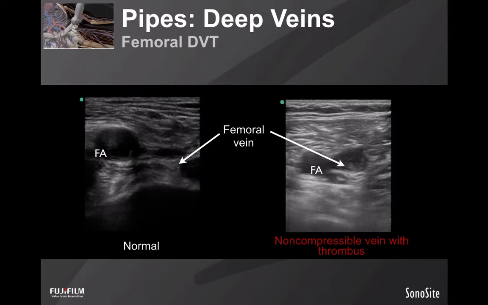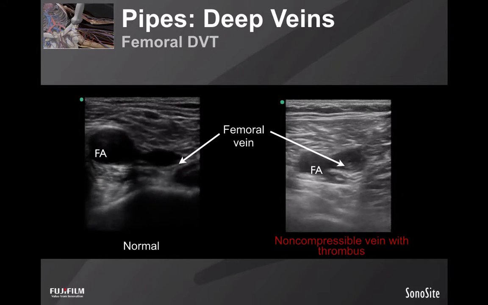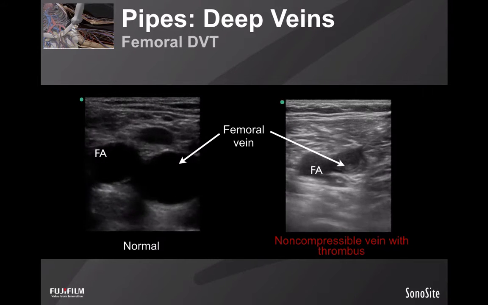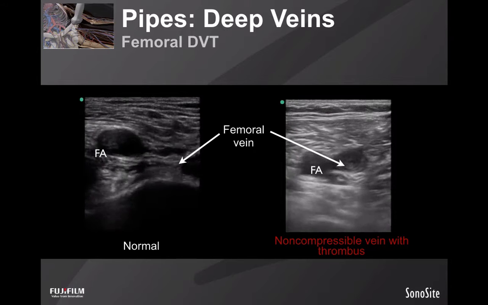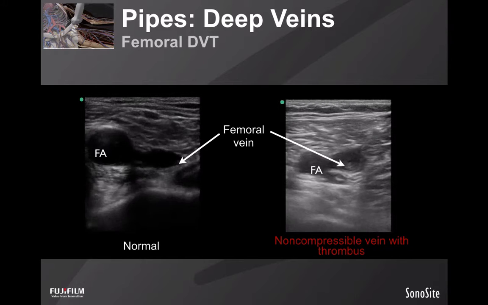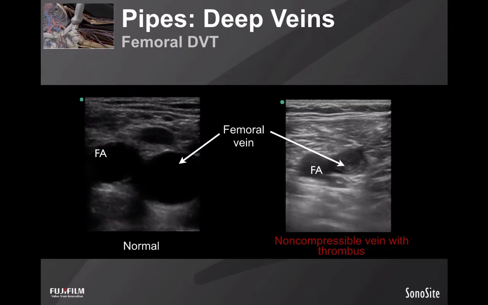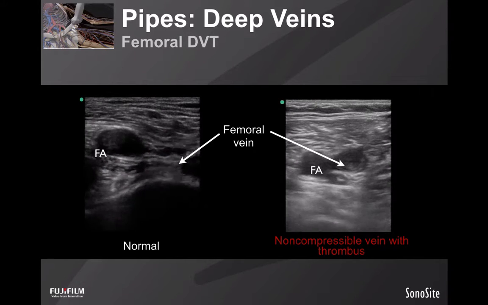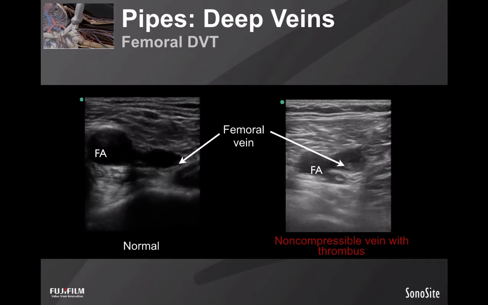Normal veins will completely collapse with a small amount of pressure from your transducer, whereas a vein with thrombus will not collapse. So how do you know if you've applied enough pressure? Once you see the artery beginning to be compressed, you know that you have applied enough pressure that the vein should be collapsing as well. It's important to understand that whether or not you see an echogenic thrombus, as in the example on the right, a non-compressible vein suggests thrombosis.